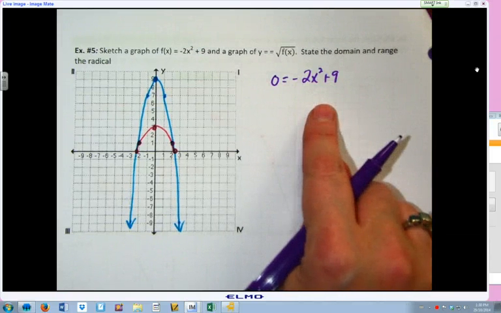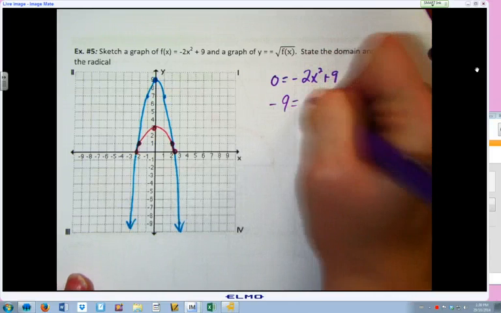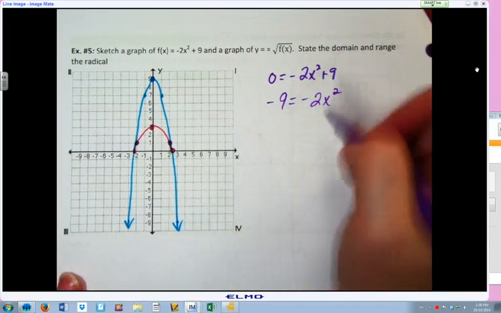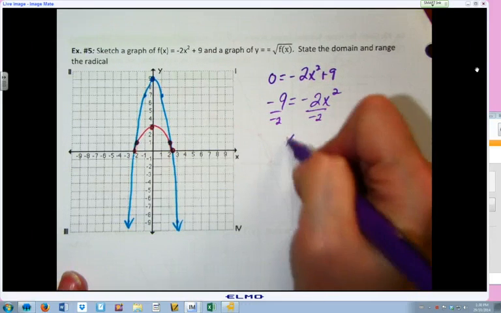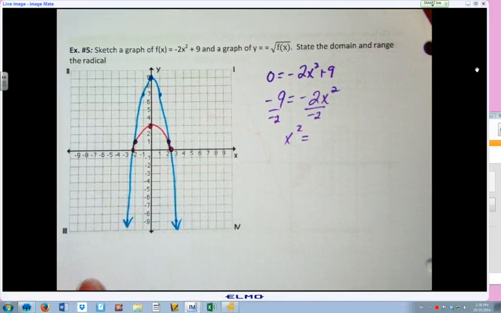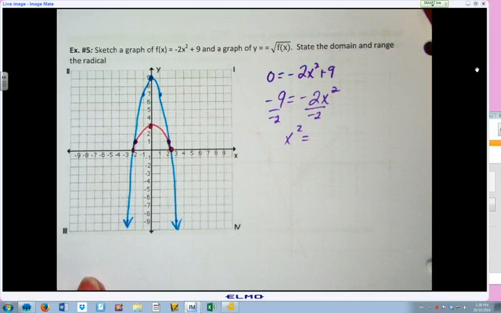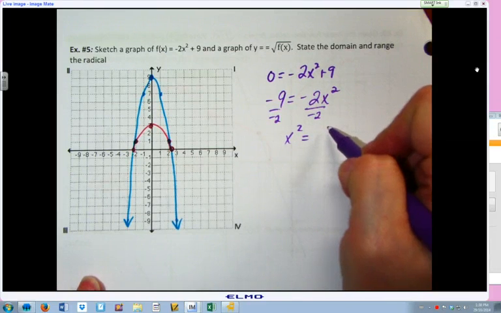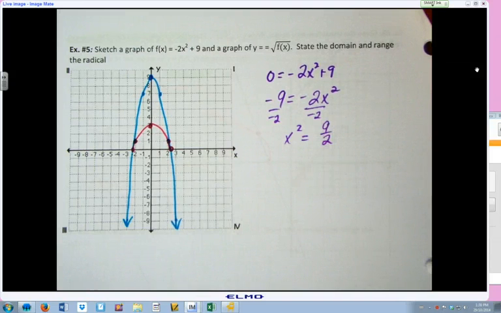How do we get rid of the 9? How do we get rid of the negative 2? Divided by negative. So we're down to x squared equals 9 over 2. We don't use decimals.